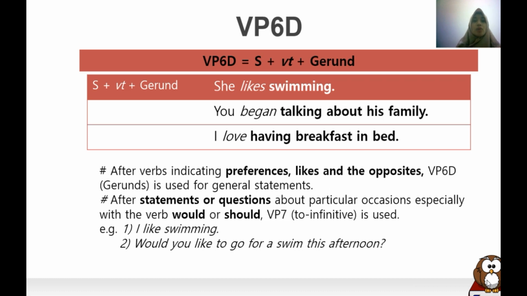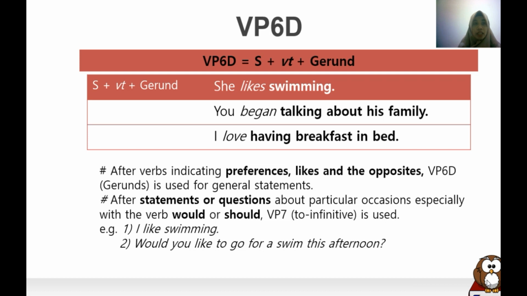Okay, so what differentiates this pattern from the previous pattern, because both of them use gerund? In VP6C, the form cannot be converted into VP7, but in VP6D, the pattern can be converted to VP7. For example, she enjoys going to concerts. It cannot be she enjoys to go to concerts.